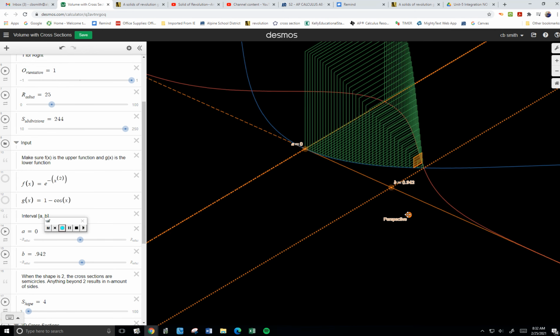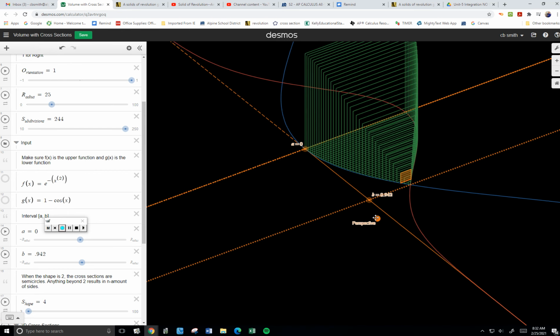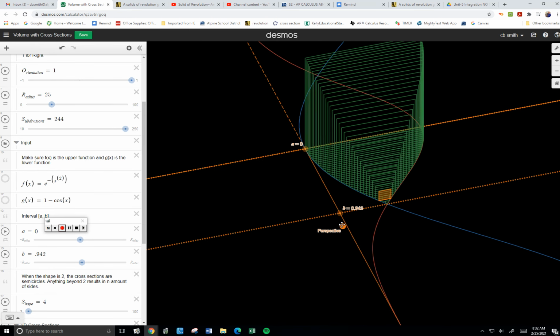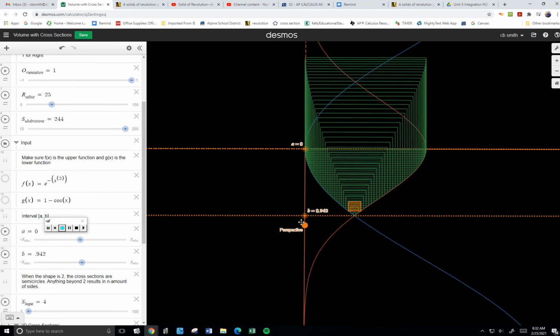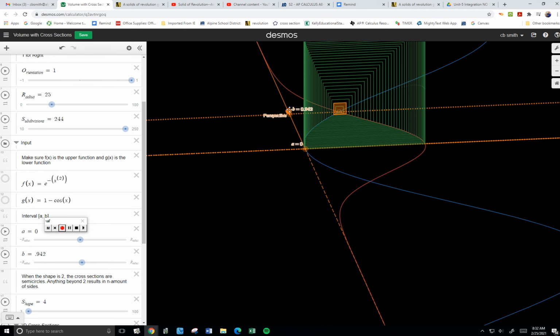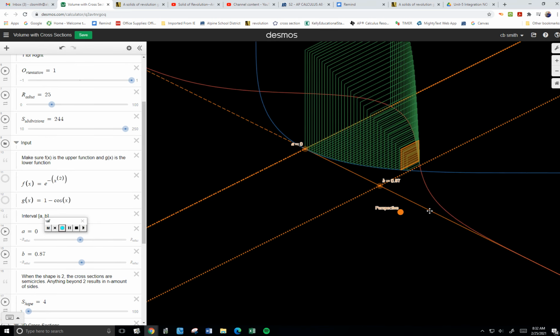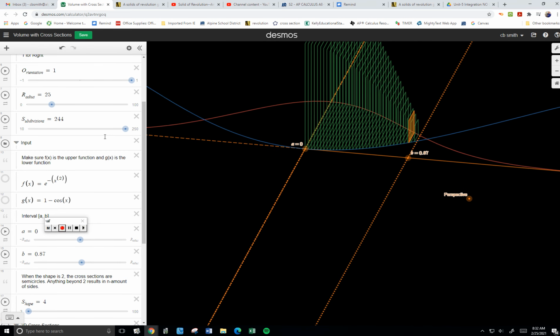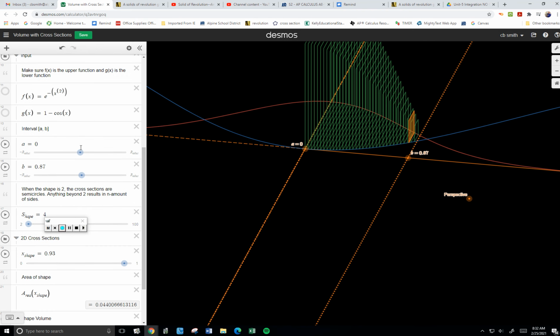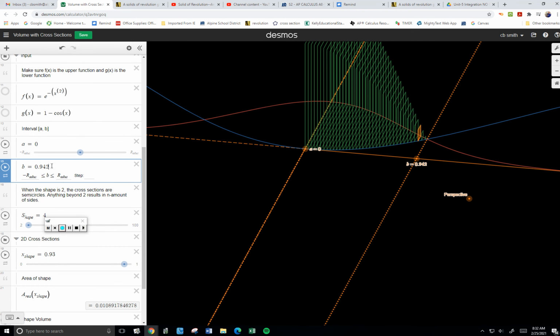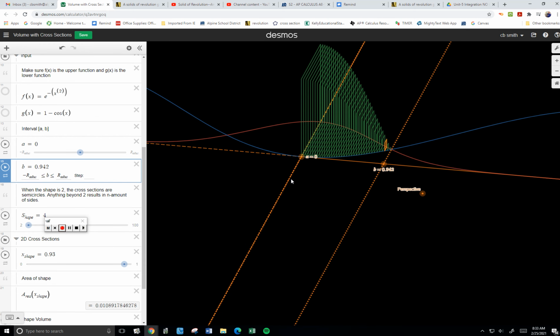Now here you get a sense of what the 3D object actually looks like. See how it's flat on the bottom? That's the region right there. See this right corner? Taking cross sections. Cross sections. Okay, questions from anyone?